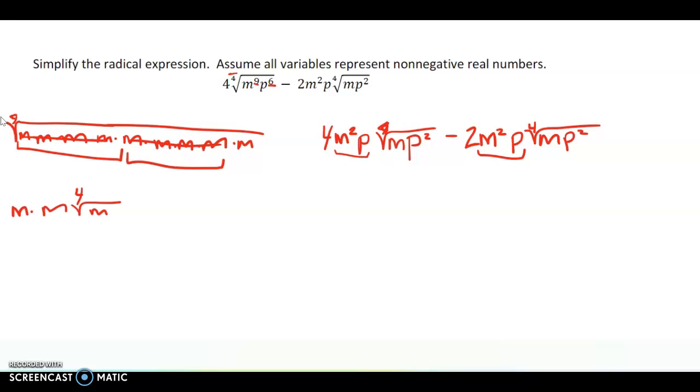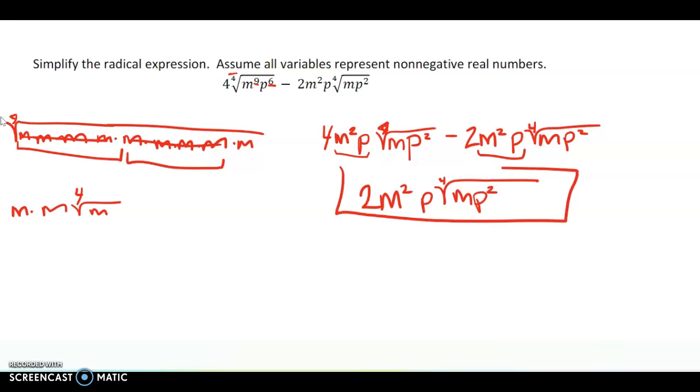So we have 4 m squared p 4th root of mp squared, and we're going to minus 2 m squared p 4th root of mp squared. So left over we have 2 of these gigantic m squared p 4th root of mp squareds left. And that is our final answer. Nothing else can be simplified. We can't break it down any further. And so that would be it.